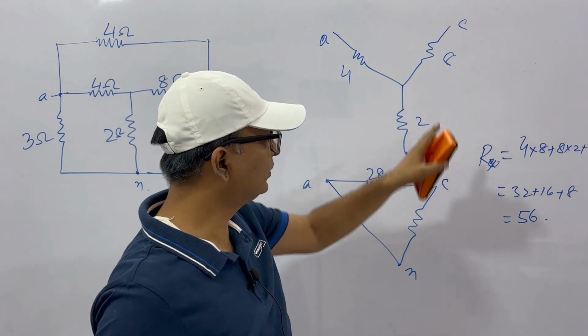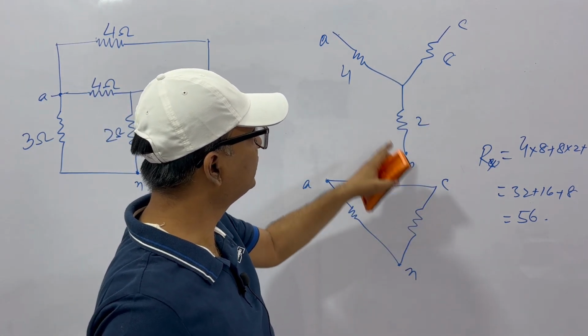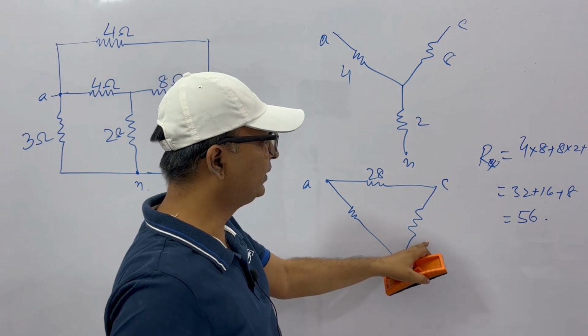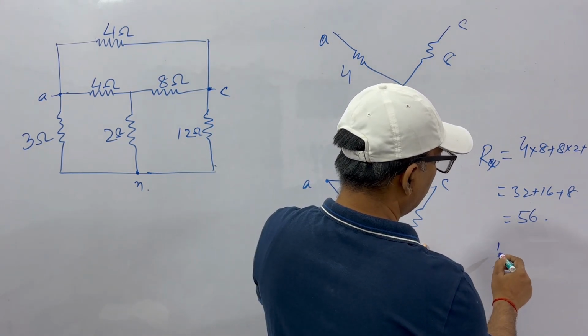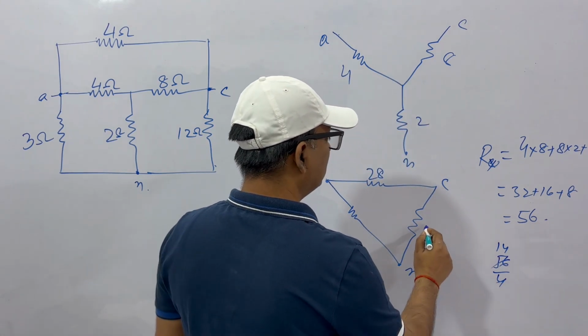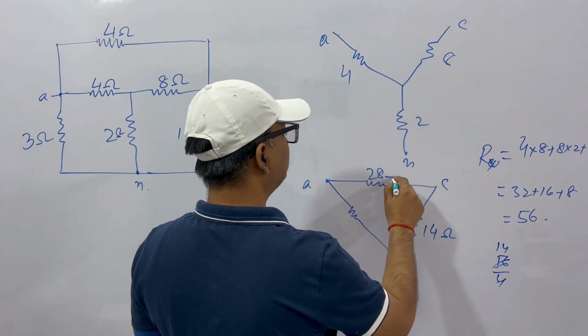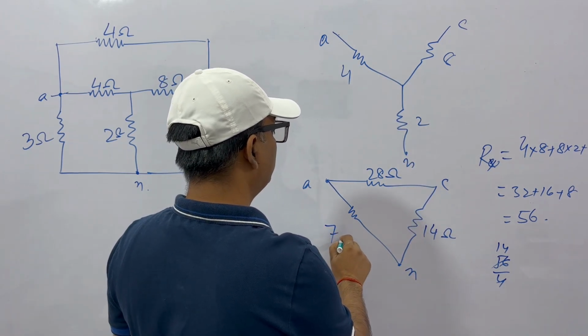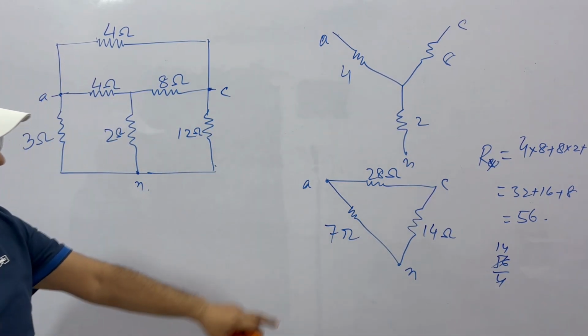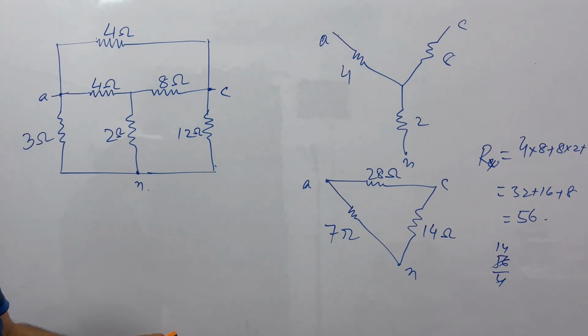When we are talking of this one, we'll have 56 by 4, which is 14 ohms. And this one, 56 by 8, will be 7 ohms. So our equivalent delta circuit resistors are 28, 14 and 7 ohms.